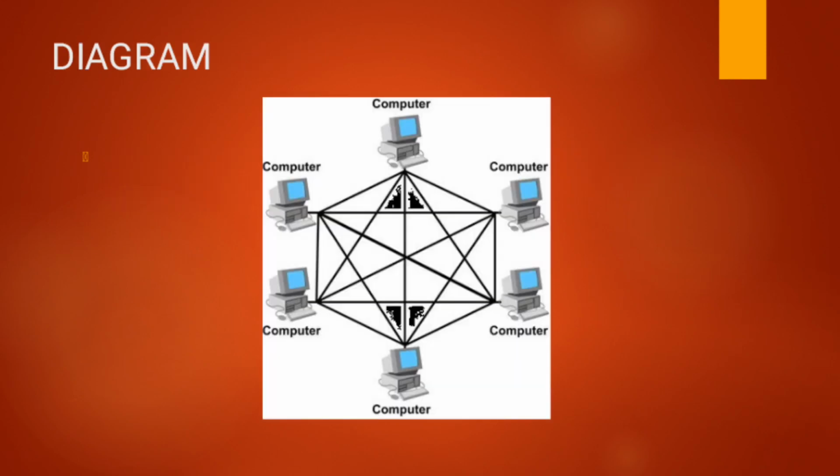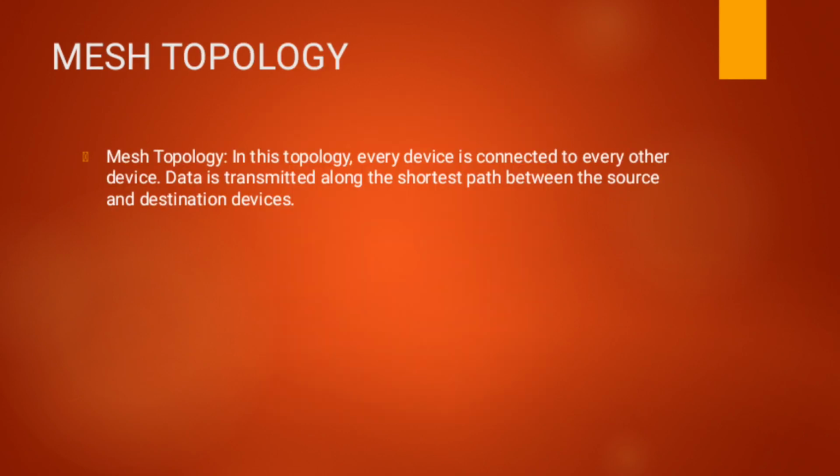The diagram is down here, and you can see we have one computer and another computer. One device or one computer can directly communicate with another computer or device without forwarding or transmitting its data through another device. So one computer can transmit data or communicate with another computer directly. That's what we call a mesh topology.